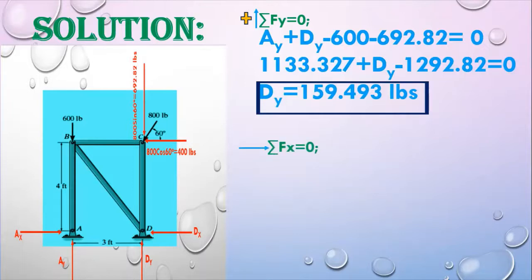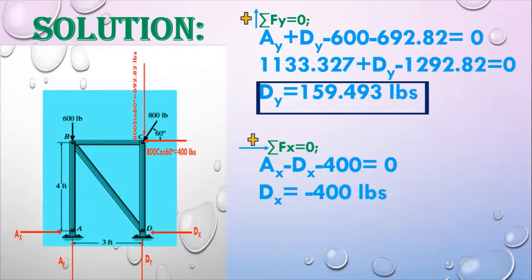So we are going to sum up horizontal forces because I want to calculate DX. AX is already 0, so I am going to make the equation. So how many forces will come when I sum up horizontal forces? Minus DX minus 400 plus AX. Plus AX minus DX minus 400. AX is already 0, so DX is coming out to be minus 400 pounds.